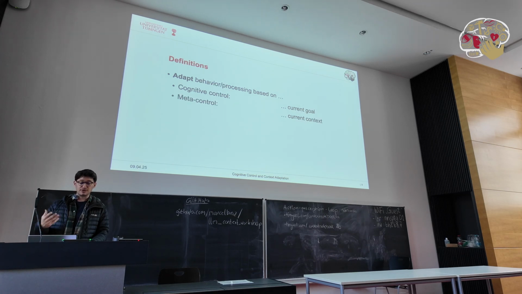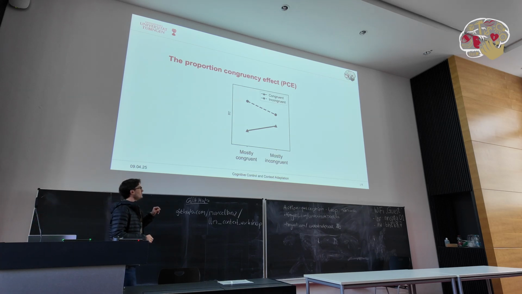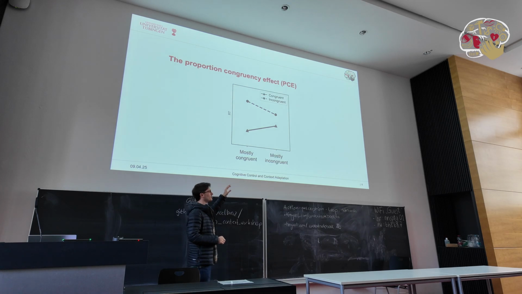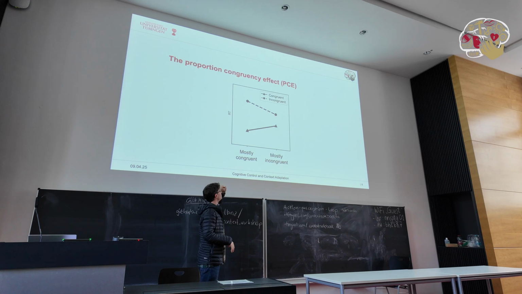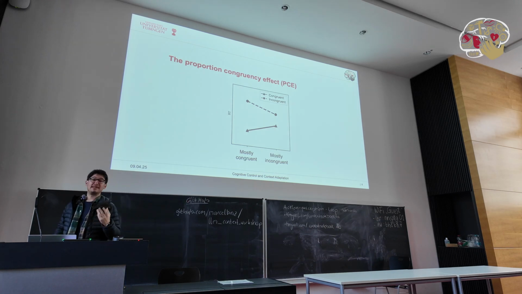Then meta control is if you adjust to the current context. So in this specific case, that was basically if you've just seen a lot of incongruent words or a lot of congruent words. So going back to this here, because we're talking about context, in these experiments, usually there's two different contexts. One where the stimuli are mostly congruent and one where the stimuli are mostly incongruent. And what this effect specifically shows is that people can adapt to the context. Right? So this is the context adaptation.